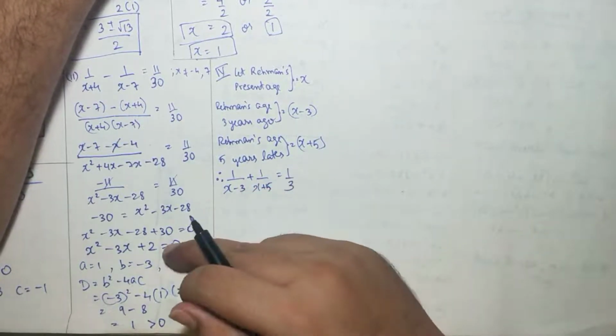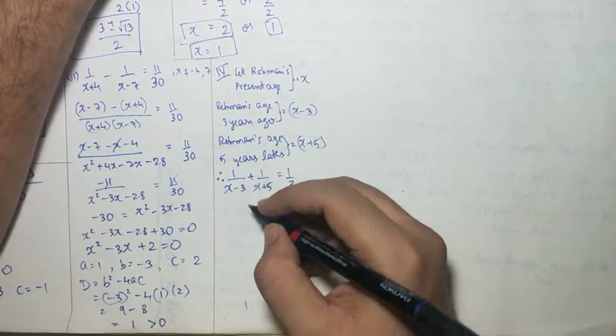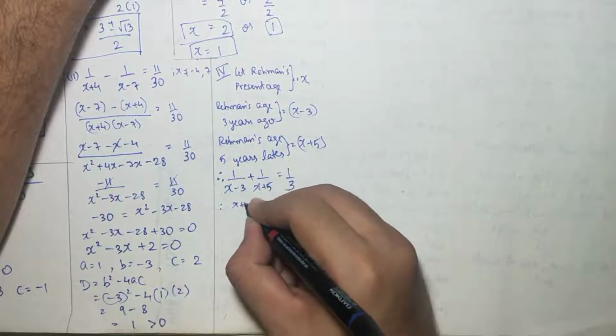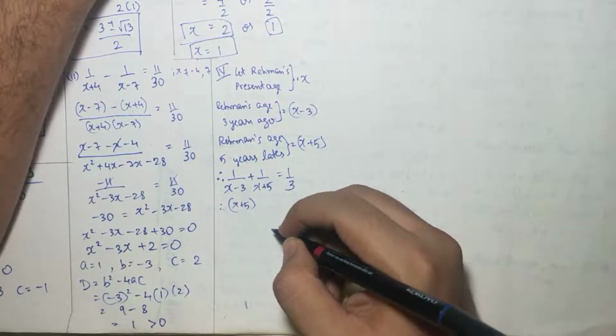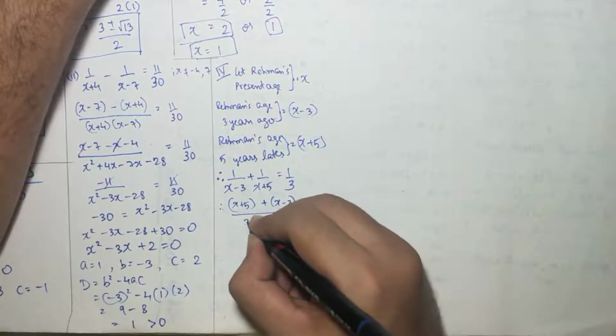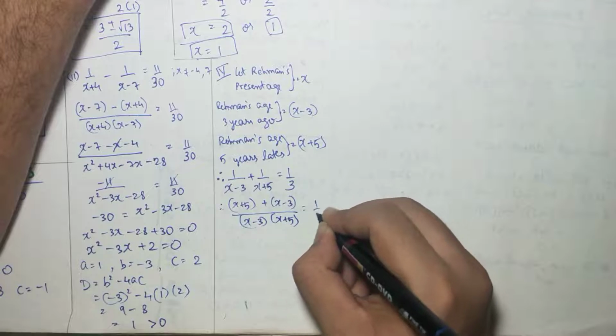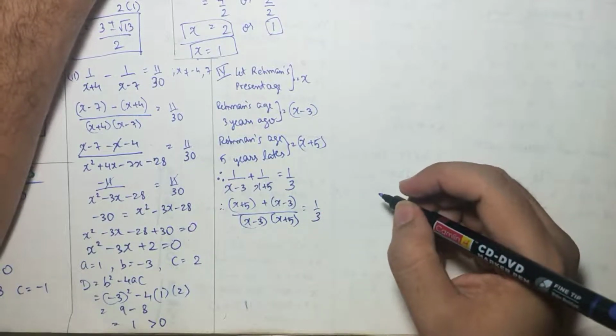Again, as we did the last time, we have to take LCM. This x plus 5 will get multiplied over here, x minus 3 will get multiplied over here. So x plus 5, as it is a binomial, I am keeping a bracket, plus x minus 3 whole upon x minus 3 into x plus 5, that is equals to 1 by 3.